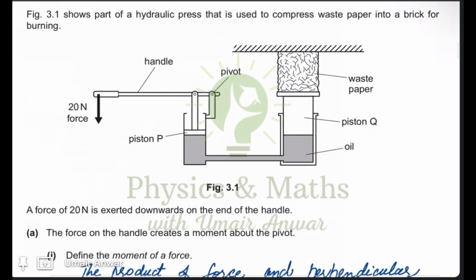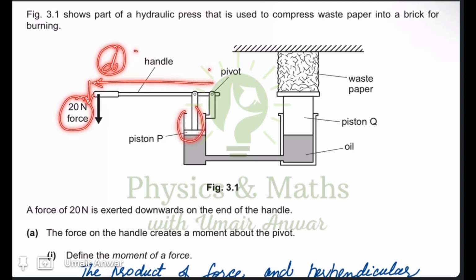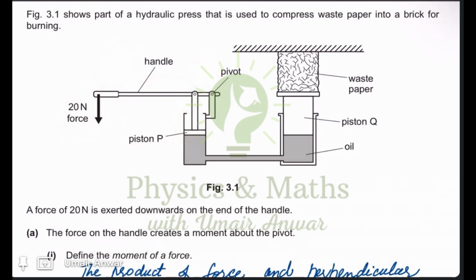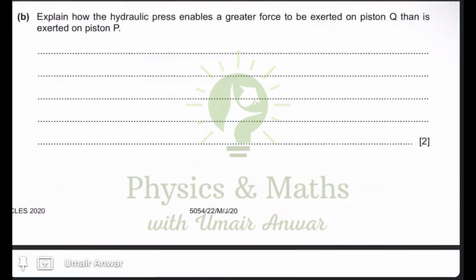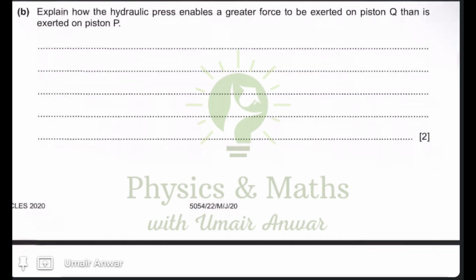Now, when we exert a force at a larger distance from the pivot, the moment created would be the product of this force and this distance. The same moment would be transferred to this piston P. But since it is at a very smaller distance, the force being applied on this piston is going to be much larger than 20 Newton because of having a smaller distance. So this is how the mechanism is used. So the moment created by the force on the handle is transferred to the piston P, and since the distance is smaller, the force exerted would be much larger.